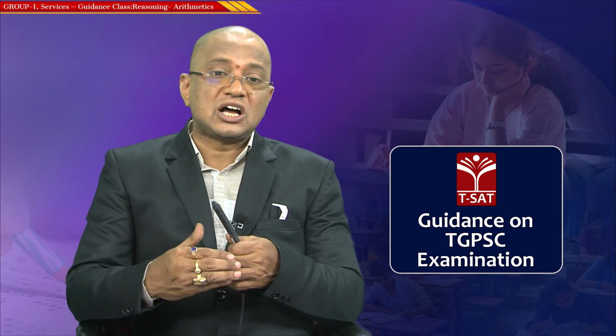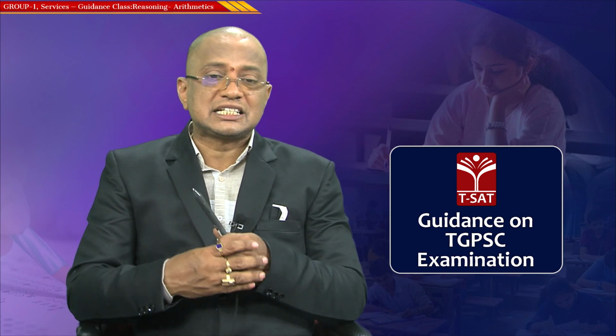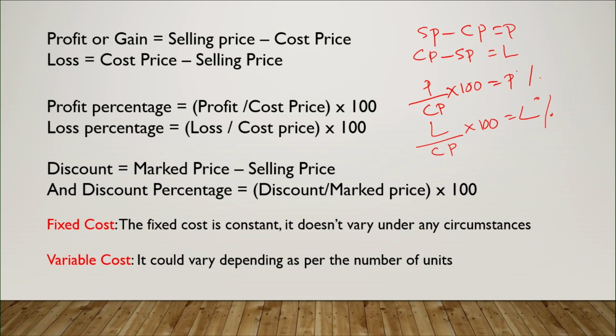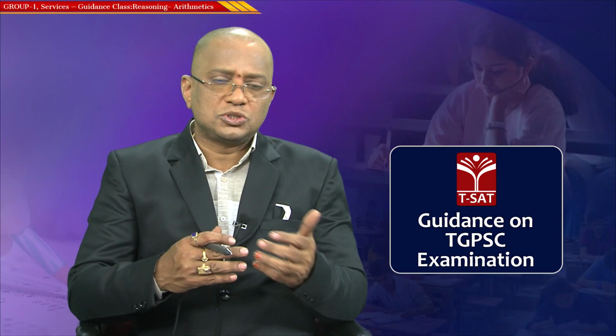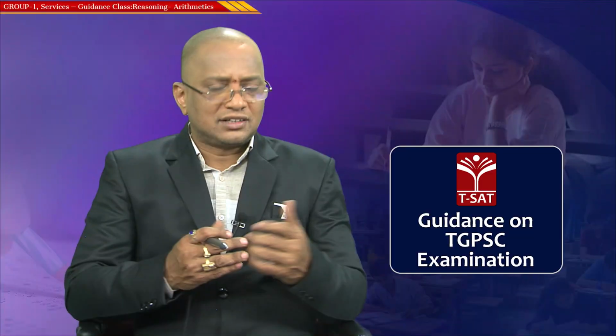So simply, discount is market price minus selling price. And if you want to calculate the discount percentage, it is simply discount divided by market price into 100. This is very, very important. Now you have two kinds of costs: one is called fixed cost, the second is called variable cost. The fixed cost is by nature constant; it doesn't vary under any circumstances. Clear? So that's a fixed cost, it won't change. But variable cost could vary depending on the number of units. For example, see now the onions.